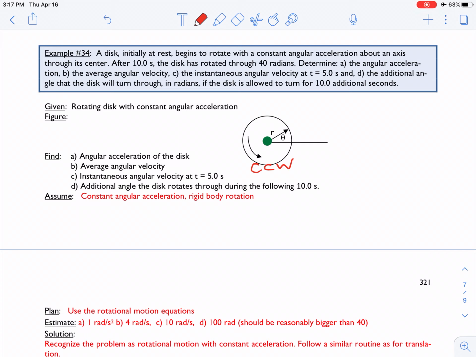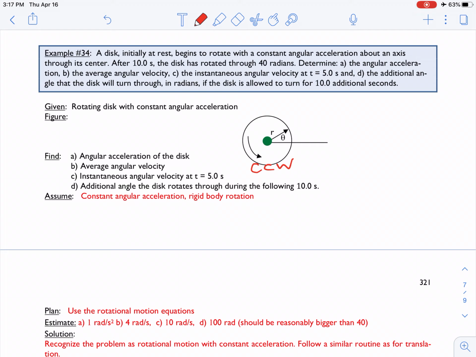So there are several things that we're investigating, but I really want you to take advantage of the mapping, x to theta, v to omega, and a to alpha, and treat this almost like a chapter 2 problem. Yes, there are some other things like counterclockwise motion and rotation, but it's really similar to what we did in chapter 2 at the beginning of the semester.